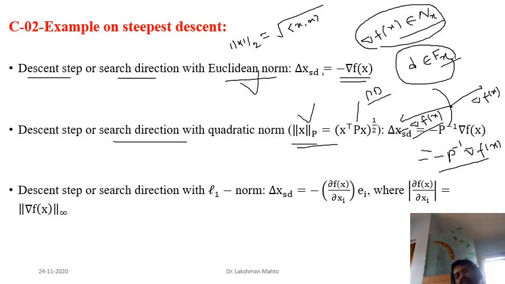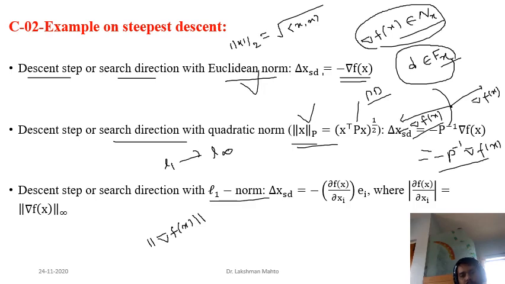Now, further, suppose someone is taking the L1 norm, then what is the descent direction? It comes out very simply. What is the gradient? The gradient is an n-dimensional vector for a function of n variables. And if I am asking to find the dual norm of the gradient, what is the dual norm of L1? The dual norm of L1 is the L infinity norm.